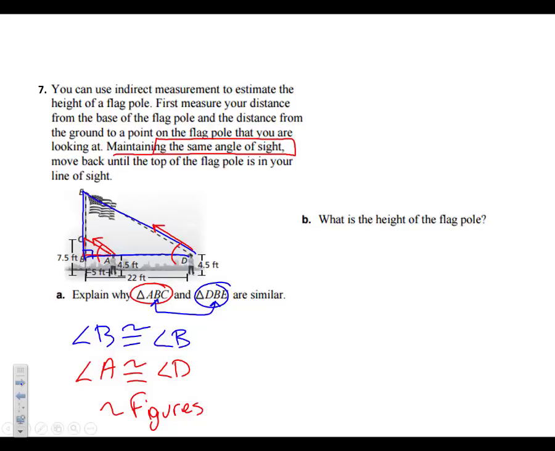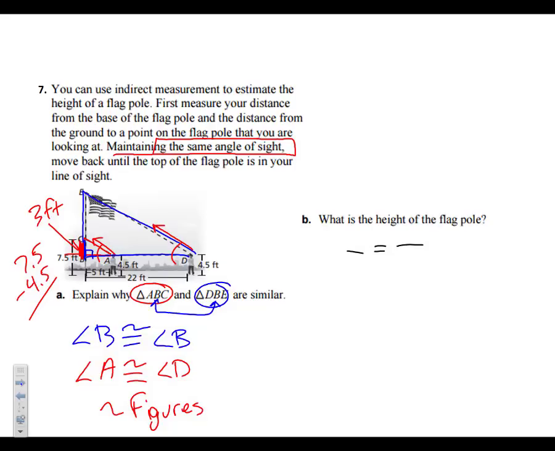We know when they're similar, we can make a proportion to find these missing side lengths. So I'm going to make a proportion. I'm going to use a proportion template. So now I've got to find the information to fill it in. I'm going to use those same triangles. So I need to find, in my triangle ABC, the red one, this length right here. It says from the ground to the height of that angle of sight is 7.5, but I'm standing 4.5 feet. So if I take 7.5 and subtract the 4.5, that side length right there is 3 feet.